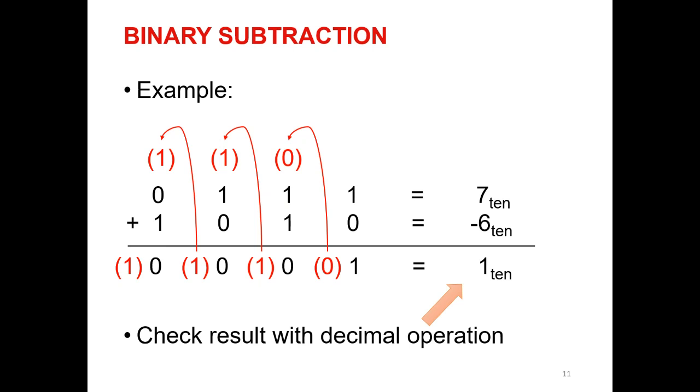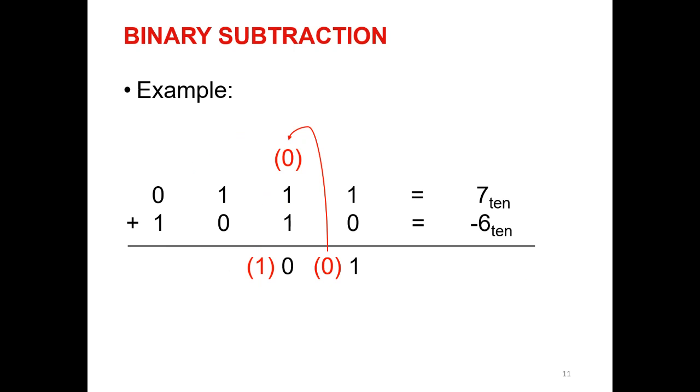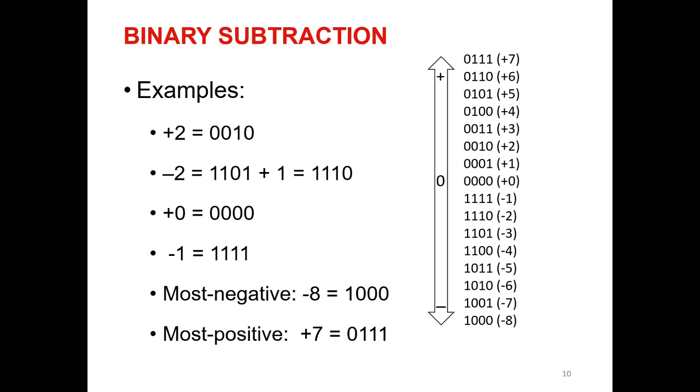So what is happening here? We are subtracting 6 from 7, which is 1. So supposedly with 4 bits, if we go to this slide, we are capable of representing this. So 7 minus 6 is 1.